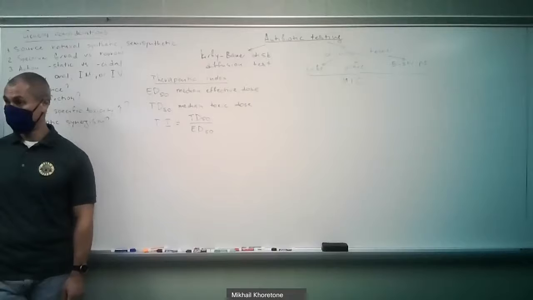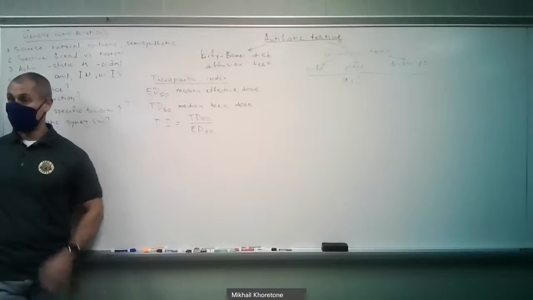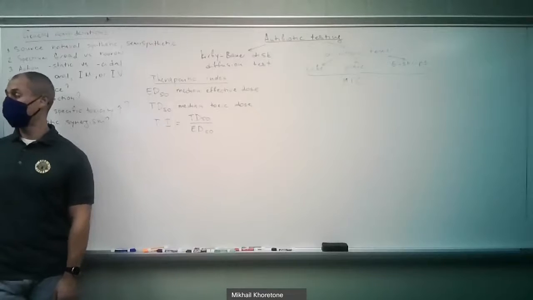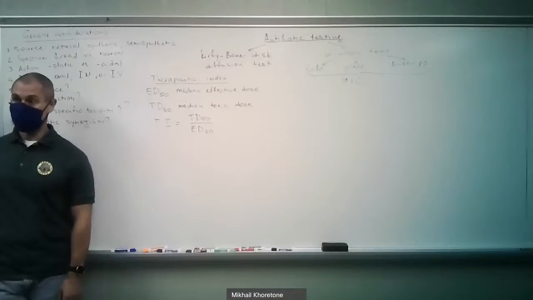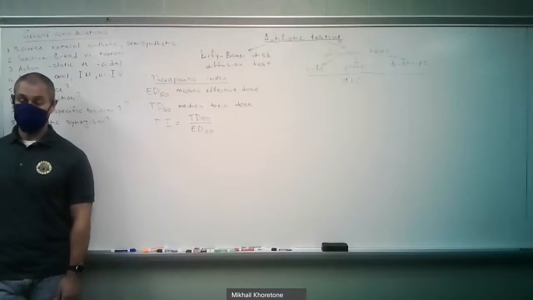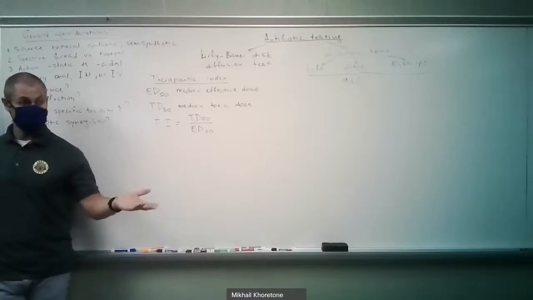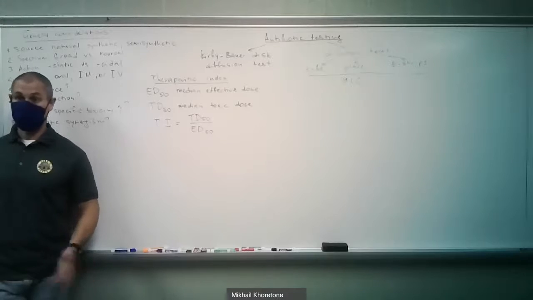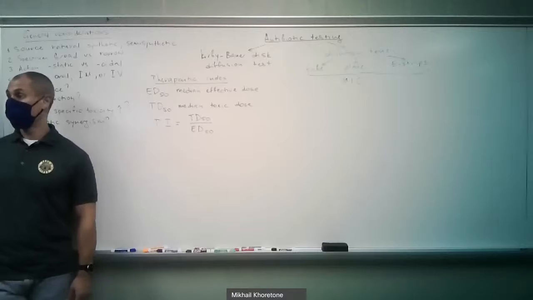Now let's do some math. How about that? I'm giving you numbers. You have a drug for which median toxic dose is 200 milligrams per kg, and median effective dose is 4 milligrams per kg. What's the therapeutic index? 50, yes. You take 200, which is the median toxic, divided by 4, which is the median effective, and you get the therapeutic index.